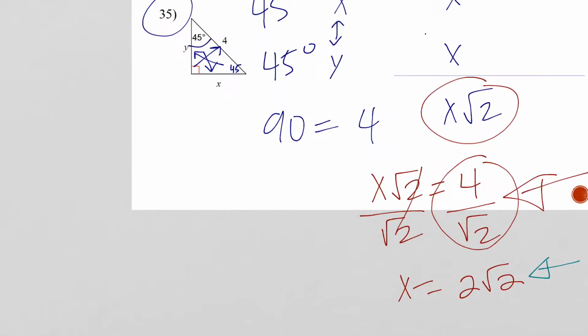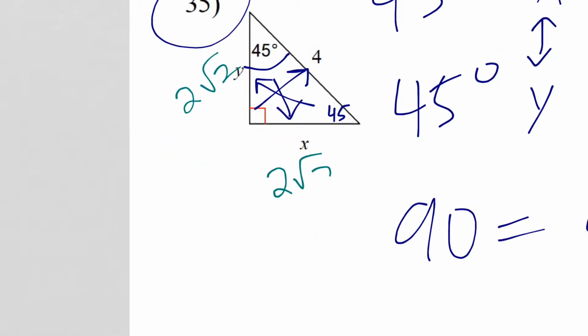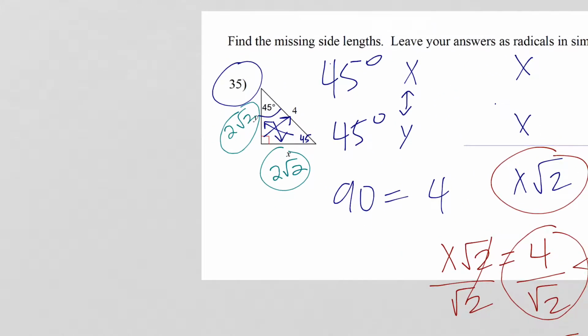So that means that if this side is 2 square root of 2, so is the bottom. The legs of a 45, 45, 90 triangle are congruent.